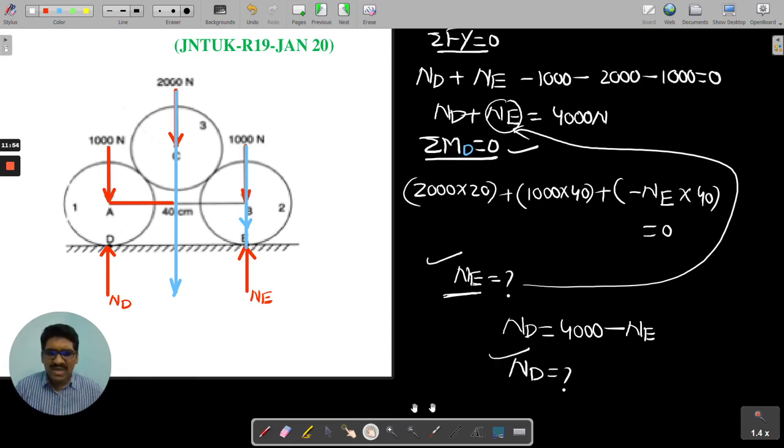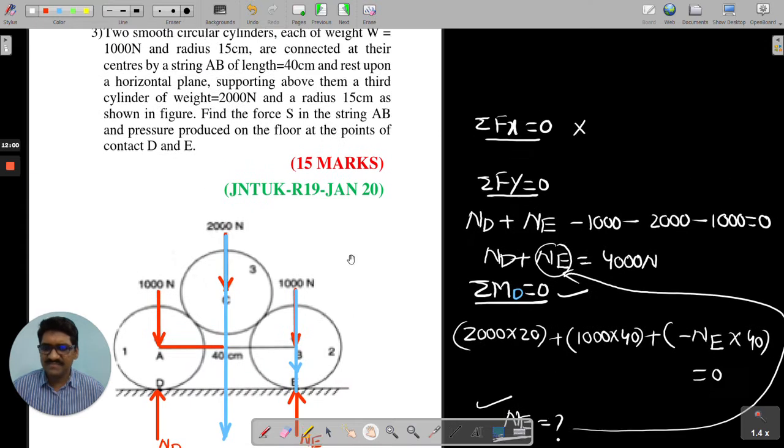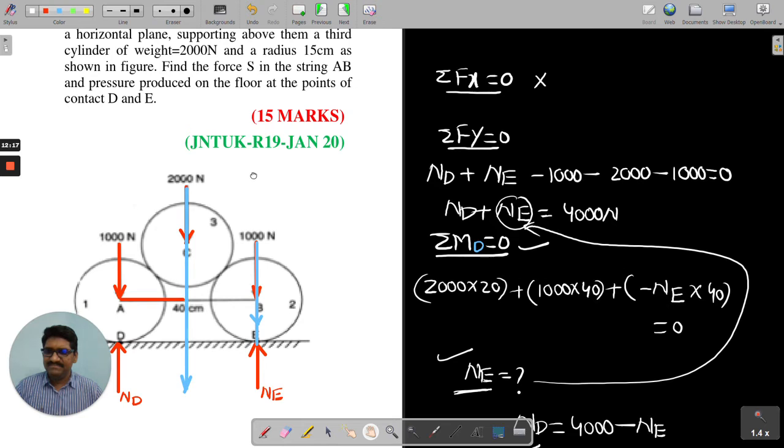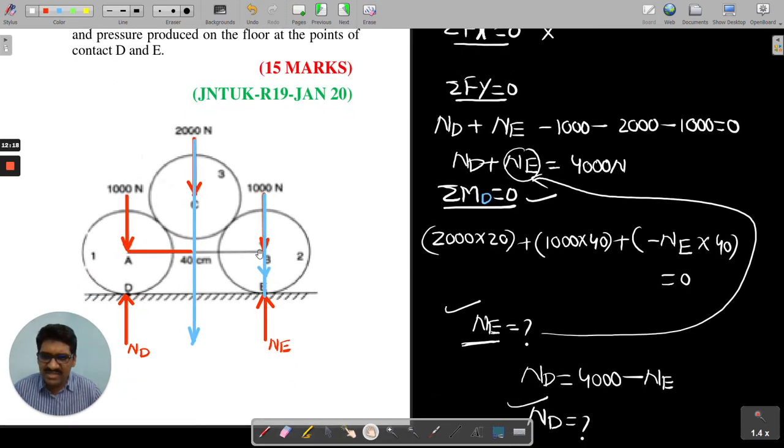So this completes 50% of your problem. Now just see what is the next case. What he was asking: find the force S in the string. So the pressure exerted on the floor is over. Pressure means what? Reactions at D and E. Pressure is over. Now he was asking to determine the string force acting. So what will he do? The string is here. This is the string actually. Am I right? This is the string we have.